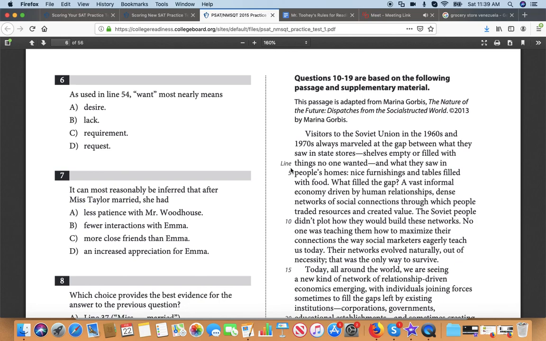Okay, take it from line 9, the Soviet people. The Soviet people didn't plot how they would build these networks. No one was teaching them how to maximize their connections the way social marketers eagerly teach us today. Their networks evolved naturally out of necessity. That was the only way to survive. Okay, good.